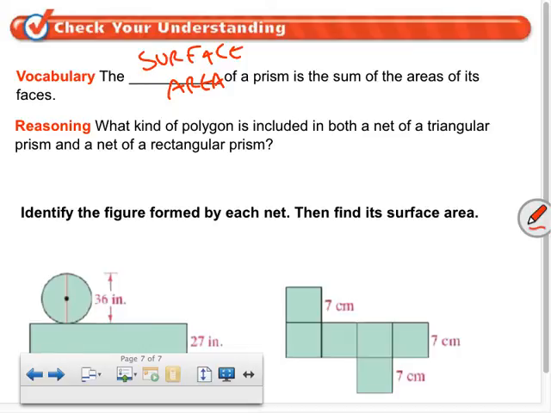Remember, prisms have the same shape on the sides. Do you remember that? And it's named for its bases, right? But all the prisms that we looked at yesterday had the same shape on the sides. What was that shape? A rectangle. Okay.